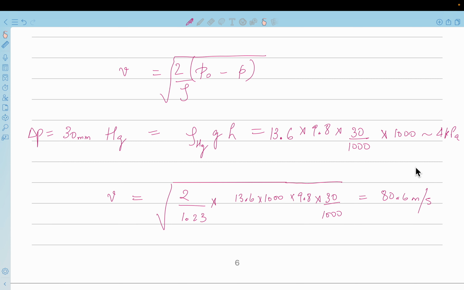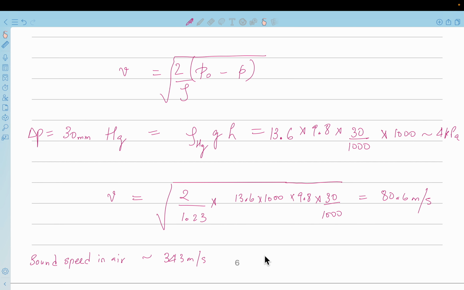Okay. Now, one thing you can check, we were talking about flow of air, right? So, for flow of air, we know the speed of sound, the sound speed in air. Do you know the approximate value? 343 meters per second, right?